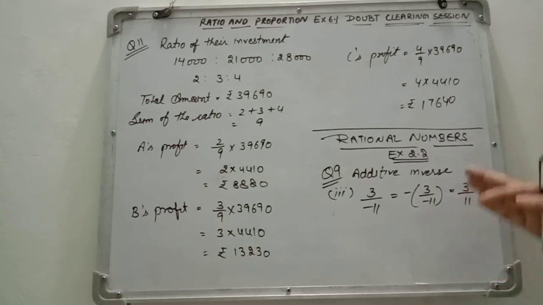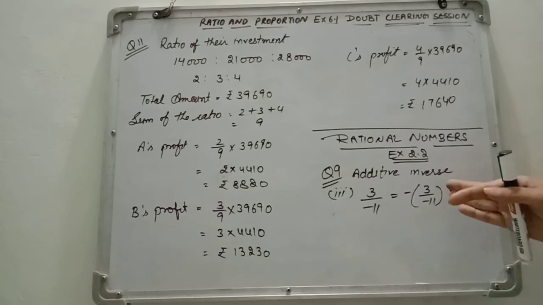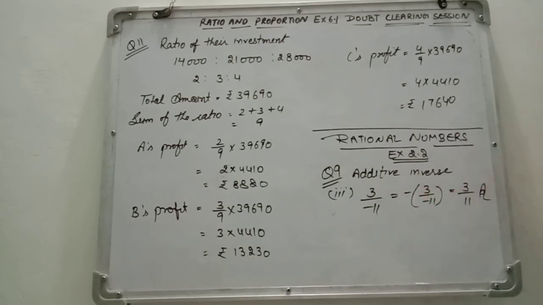Very easy. Okay, whatever minus is in the denominator or in the numerator, when it multiplies with the outside minus, it becomes plus. Okay, thank you class.